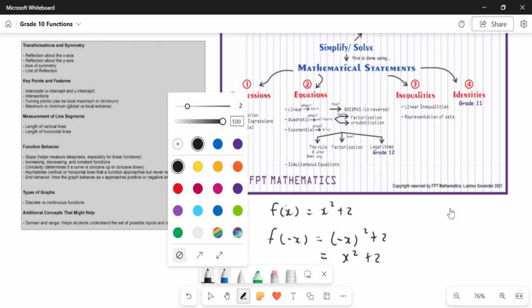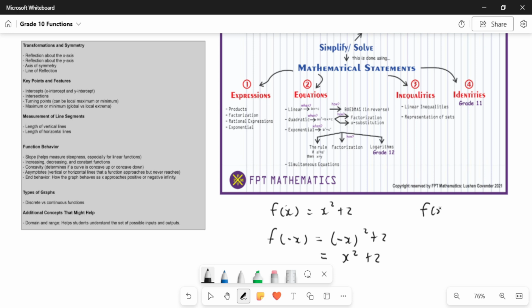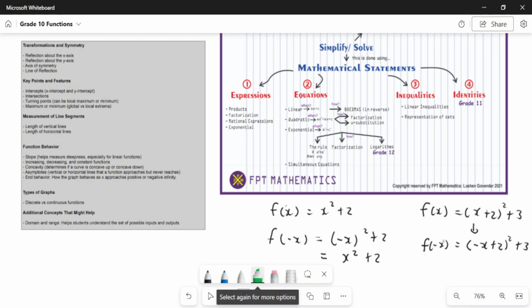Now I can do something a bit more complicated. I could say f of x is equal to x plus 2 squared plus 3. When you reflect about the y-axis, x becomes negative, so f of minus x is equal to minus x plus 2 squared plus 3, because wherever I see x, I input minus x. So we're supposed to parenthesize this, because where I see x, I put minus x. And so this will simplify down to minus x plus 2, all squared, plus 3.